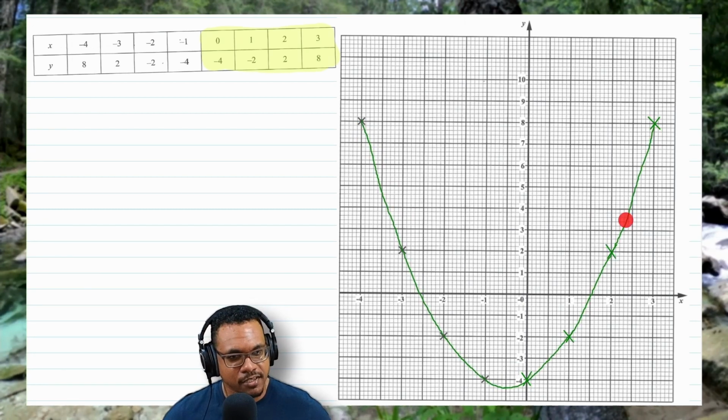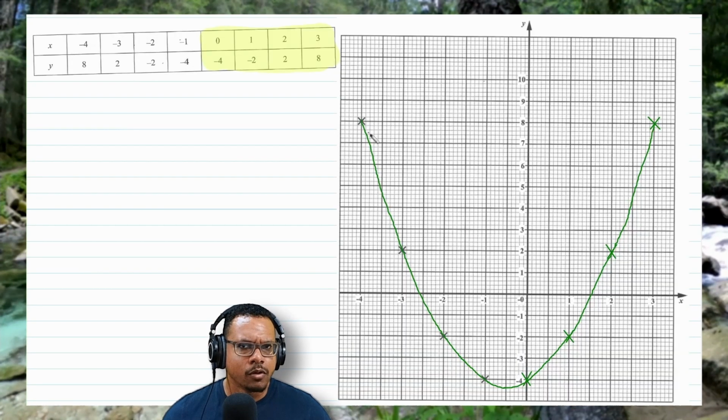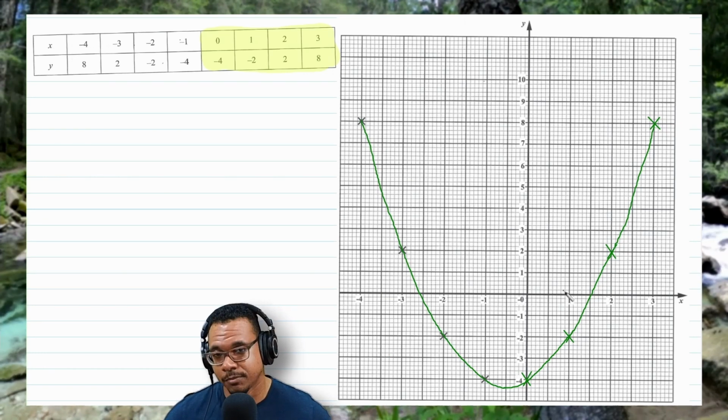So there you have it. I've connected all the points freehand to draw the graph. So now let's move on to part 2, where they want us to write down the maximum or minimum value of the function. Now, when the function is like this, like a valley, it will have a minimum value. When it's like the mountain, it will have a maximum value.